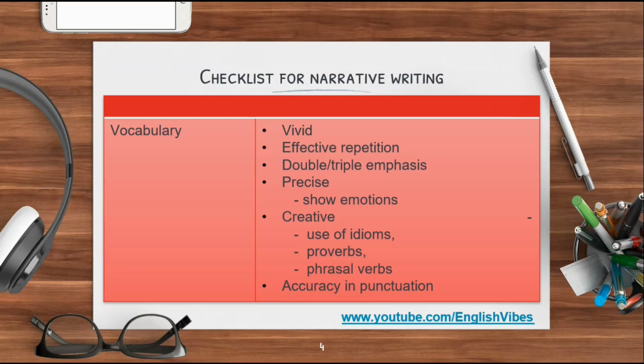Okay, a lot of students have this misconception that if you use a lot of idioms and a lot of proverbs, meaning to say you will get more scores. Keep in mind that overuse of idioms and proverbs, especially when they are irrelevant to the essay, will cause your marks to be deducted. Okay, keep that in mind. So use idioms and proverbs only when it is relevant in your essays. And of course, accuracy in punctuation is also very important. Now that is about vocabulary.